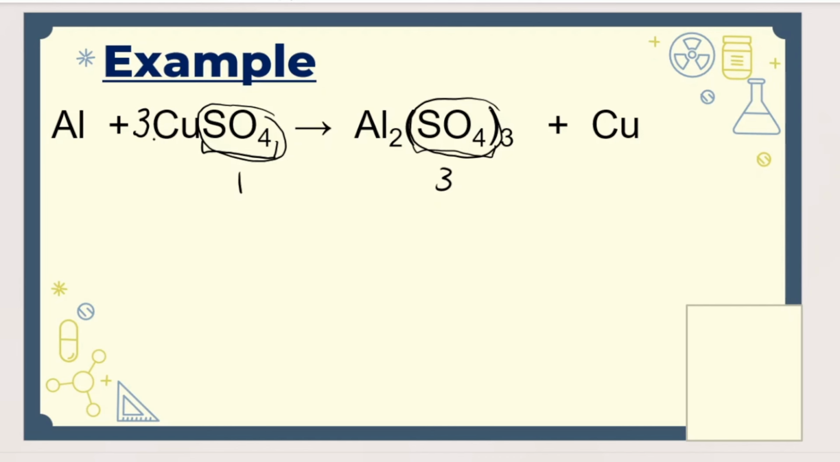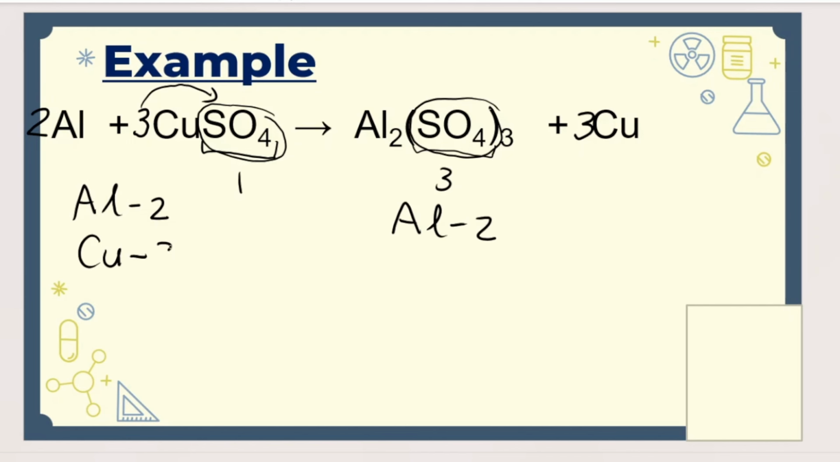But now you've impacted the number of coppers, okay? So you might have 3 of the sulfate ions, but you also have 3 coppers, so we can put a 3 over there. Now we have 3 coppers here and 3 coppers there. But are the aluminium atoms balanced? No, I have 2 over here and I only have 1 over here. So I put a big 2 over here. And then we can check if it's balanced. I have 2 aluminiums on this side, 2 aluminiums on this side. Copper, I have 3 on this side, I have 3 on that side.